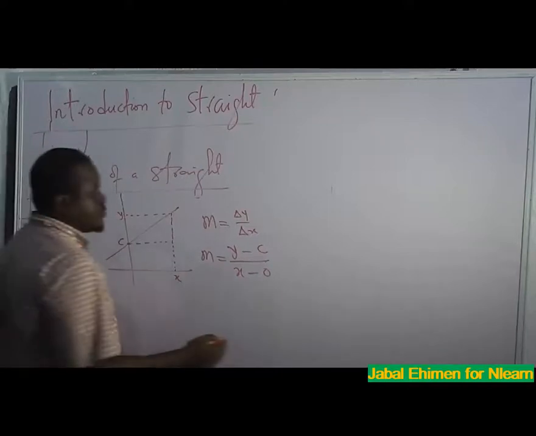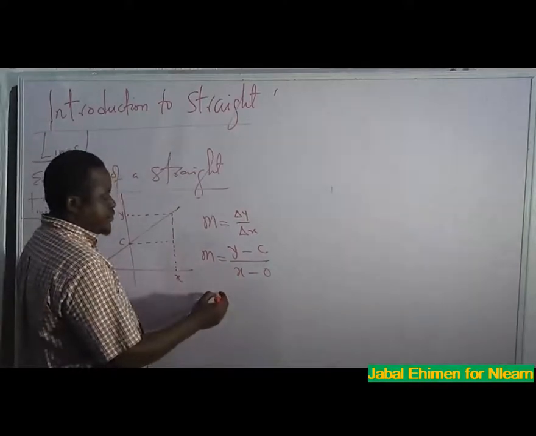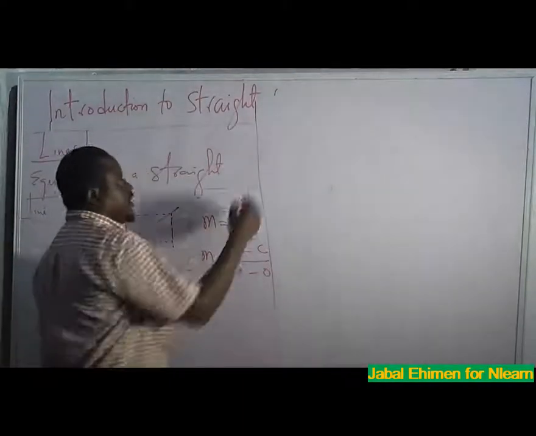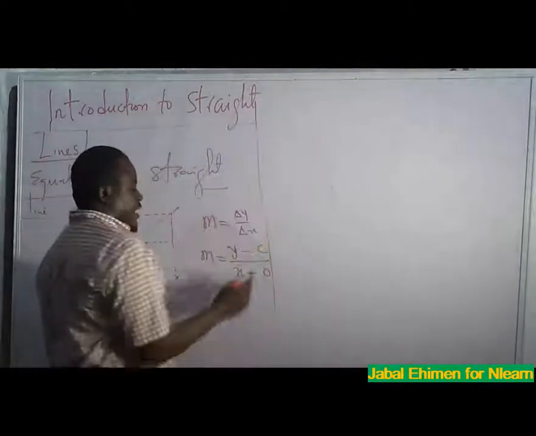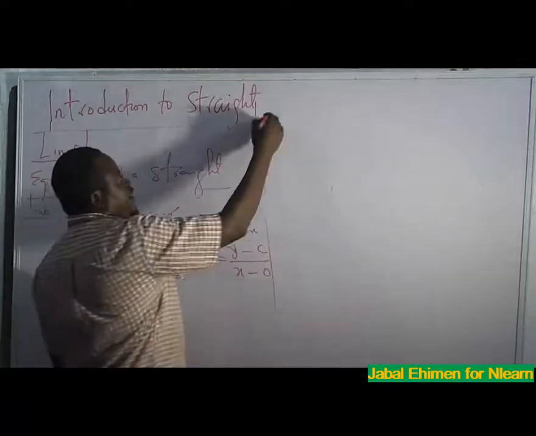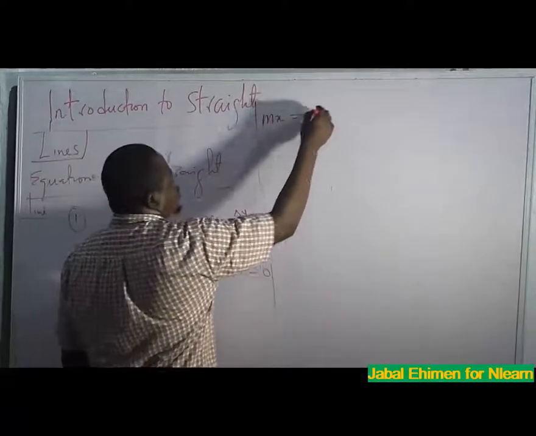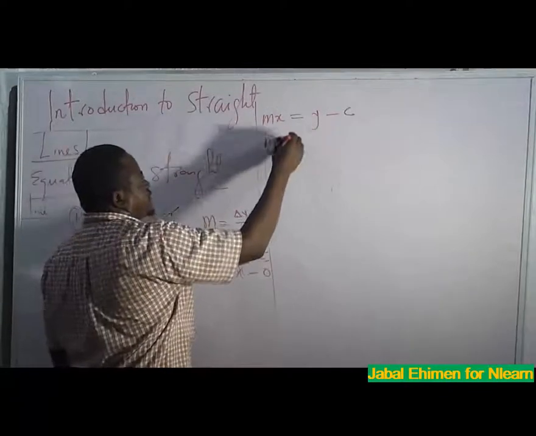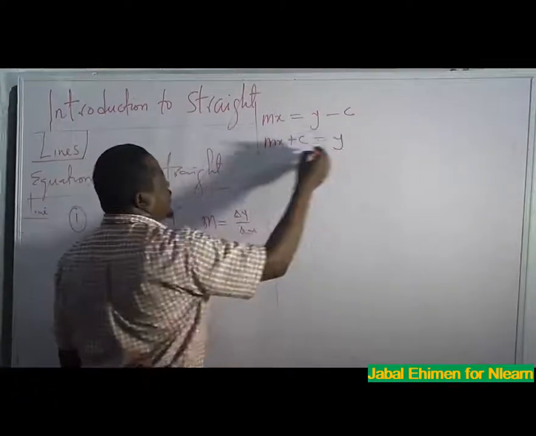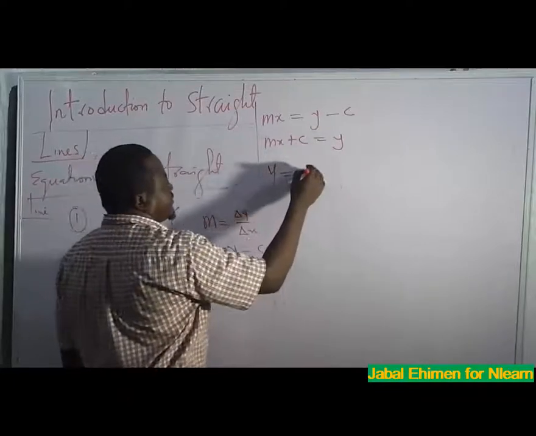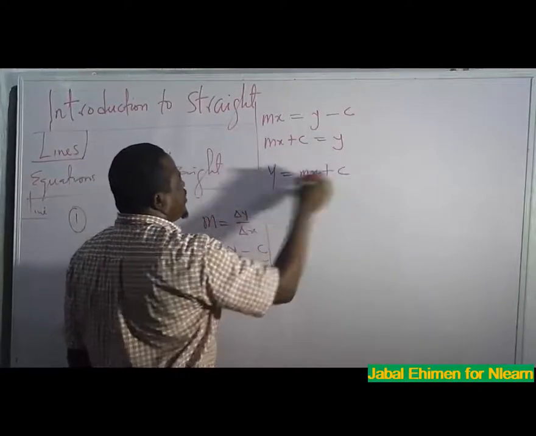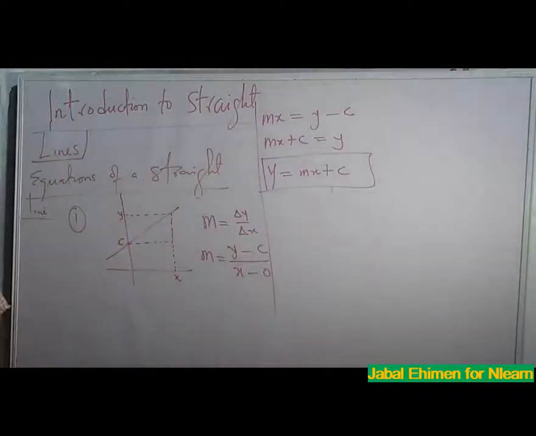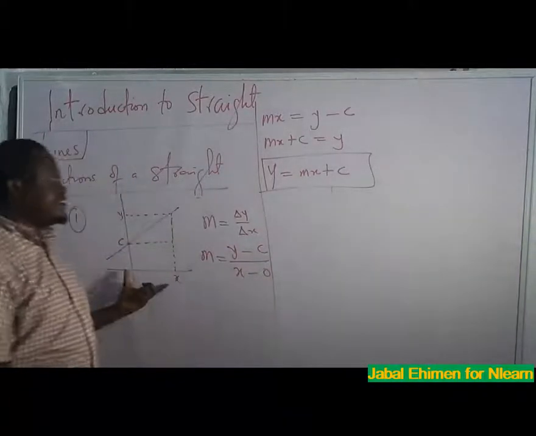So from here, if you take it from here now, you discover that what you're having is x minus 0 is x. So you have mx is equals to y minus c. So if you move c there, you have mx plus c equals to y. So y is mx plus c. So this is the first equation. It's called the intercept form. So always remember this, that this is the intercept form.